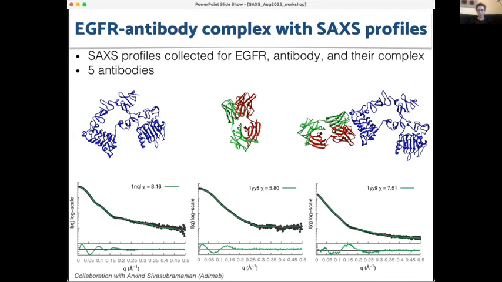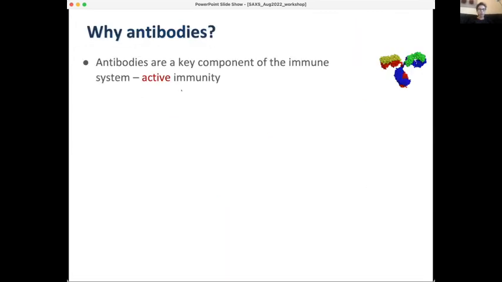No. So based on those lines, we don't like it here. We can clearly say it doesn't fit. The chi is also very high. So they don't fit the data very well. And this is crystal structures. So what is going on?